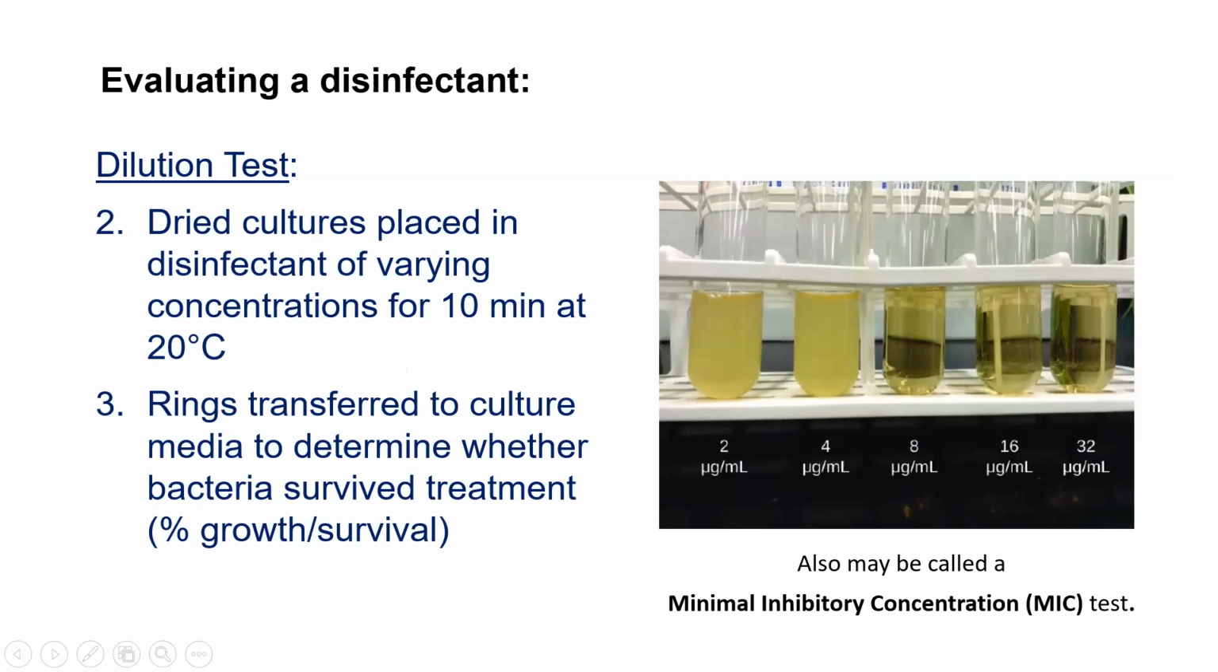Not effective at 4 micrograms per mil. But maybe disinfectant B is really good at like 2 micrograms per mil. So you know that this one is really potent. And you can compare these numbers. And like I said, it's a very quantitative way of looking at things.